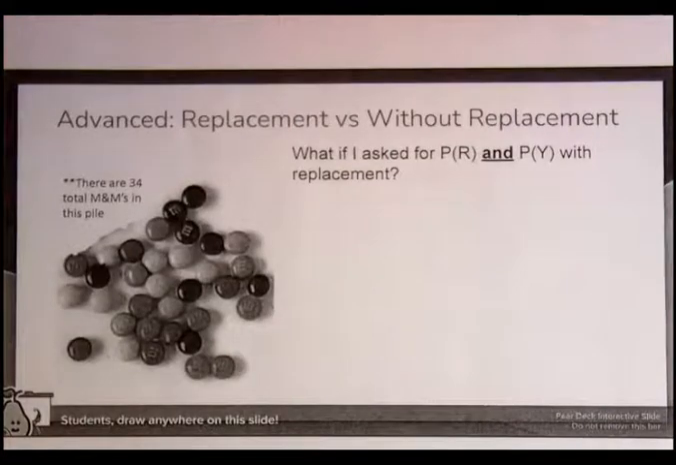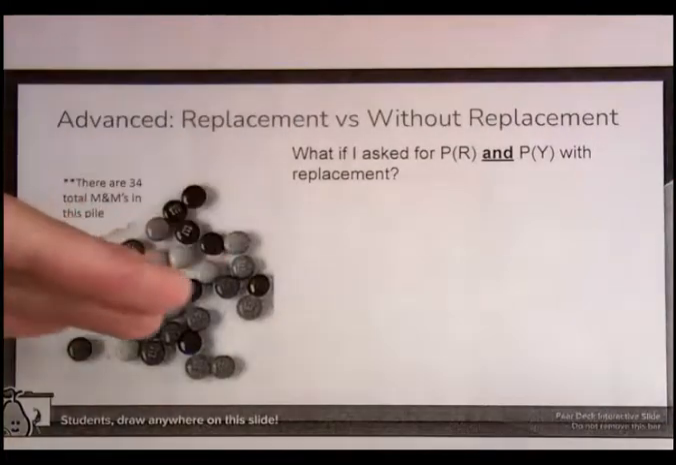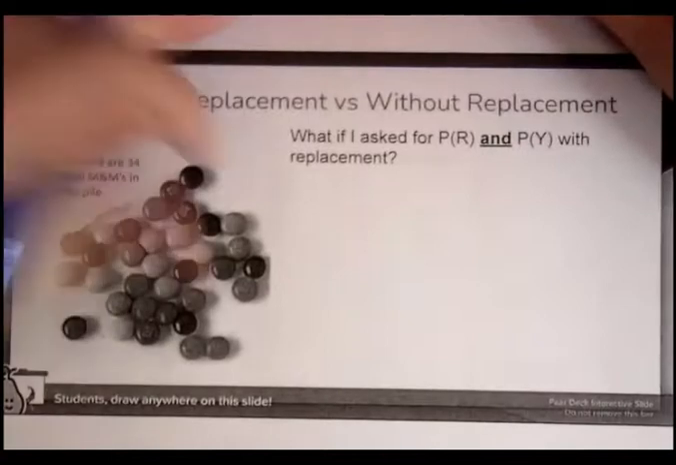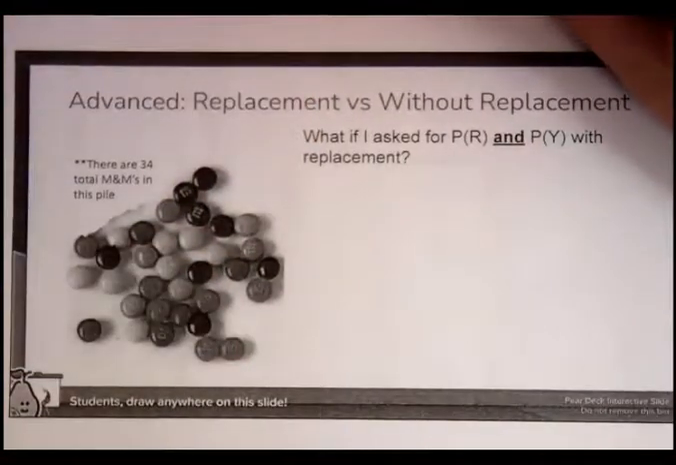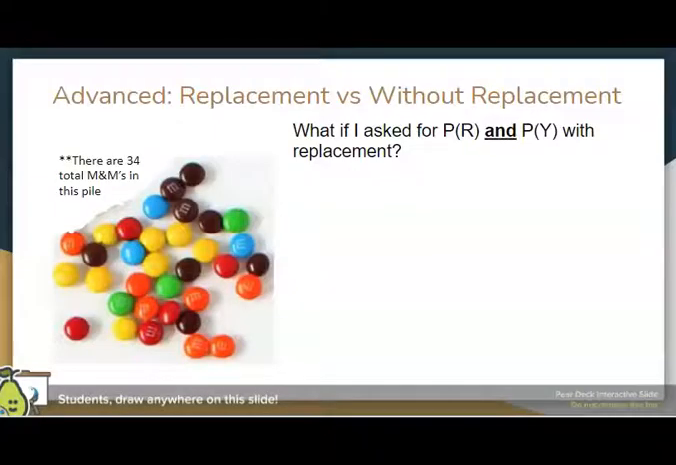So for the advanced questions, we have this right here, which I am going to need to switch over. So give me just a second. Okay, this is much prettier. We now have a pile of 34 M&Ms, and we're going to talk about the difference between with and without replacement. So we have 34 M&Ms.